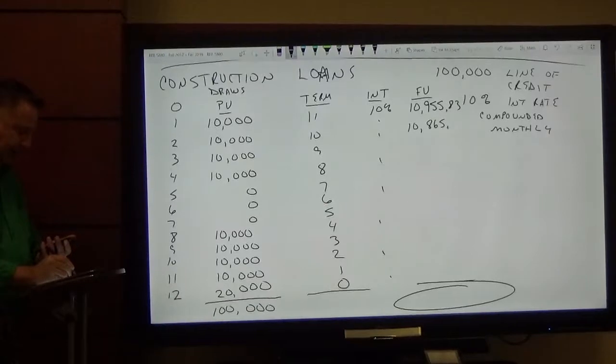So $10,865.29. All I'm doing is changing the term.